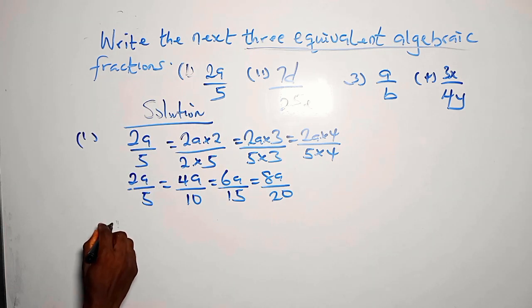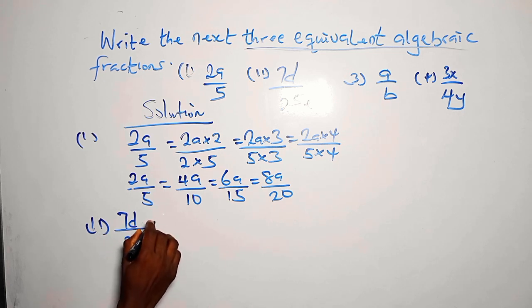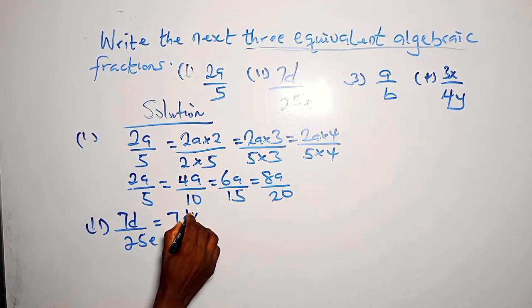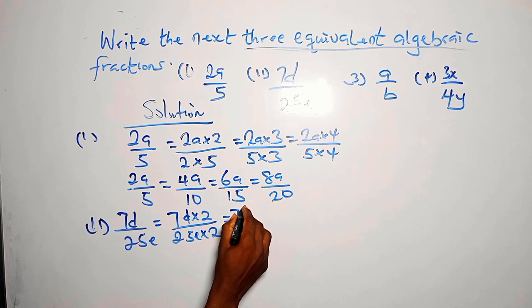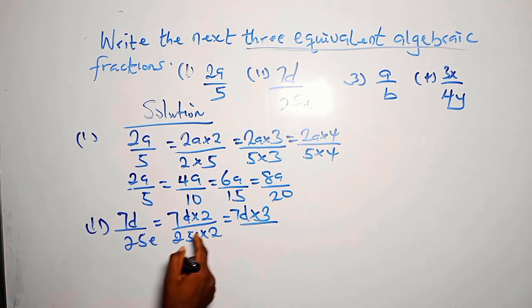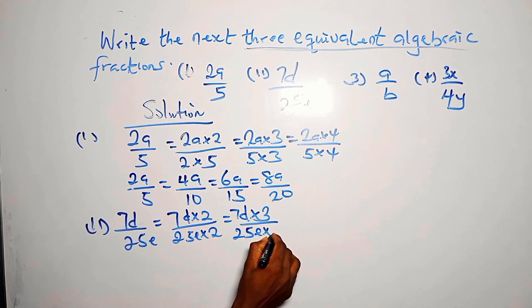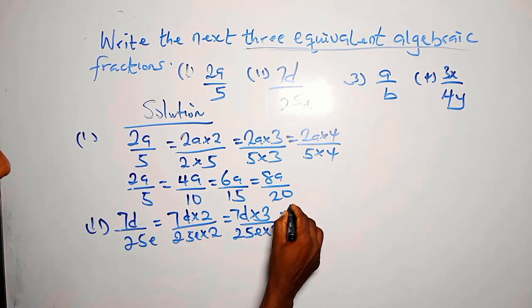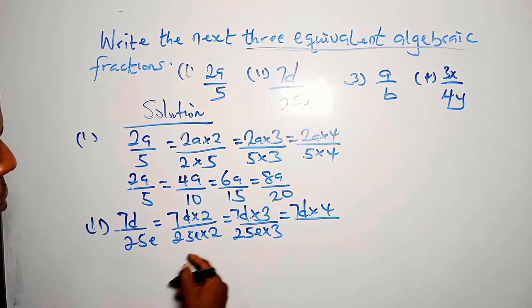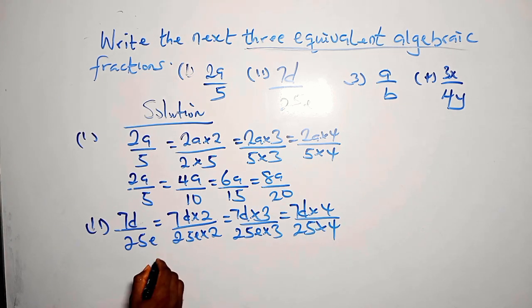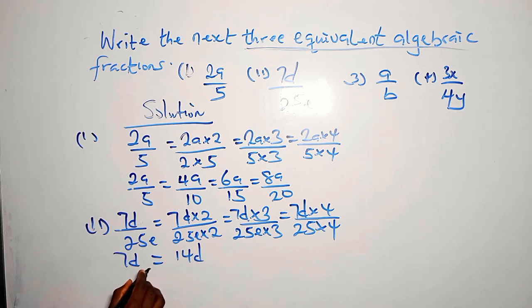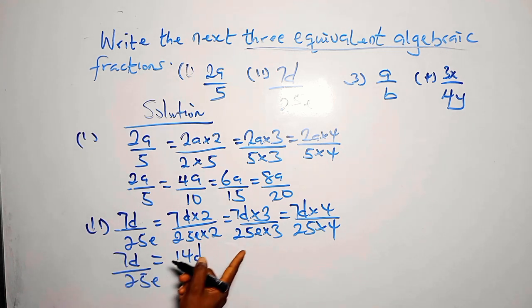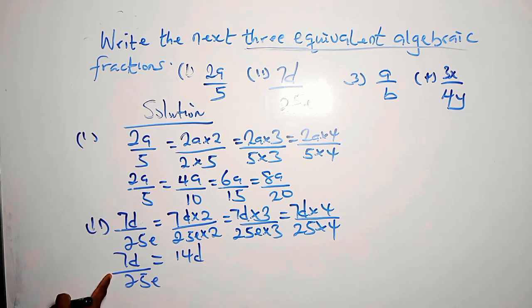For number 2, we have 7d divided by 25e. Let's start with 2: 7d times 2, so we multiply this with 2 as well. Then let's use 3: we multiply the numerator with 3, and the denominator times 3. Then we take 7d times 4 over 25e times 4. For 7d times 2, we have 14d. So what are the fractions that equal 7d divided by 25e?